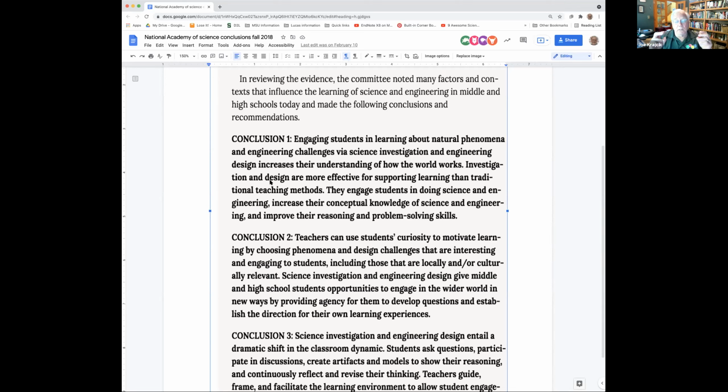So referring back to the comment that Jen made, that hopefully the world right now is moving more towards kids figuring out rather than kids learning about science. We see a conclusion from a consensus report from the National Academy of Science, Engineering and Medicine that says pretty explicitly, engaging students in doing science and in engineering increases their conceptual knowledge of science and engineering, and improves their reasoning and problem-solving skills.